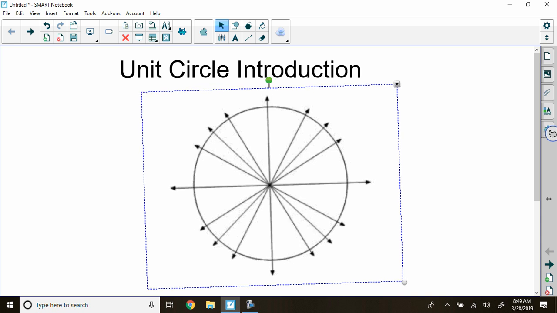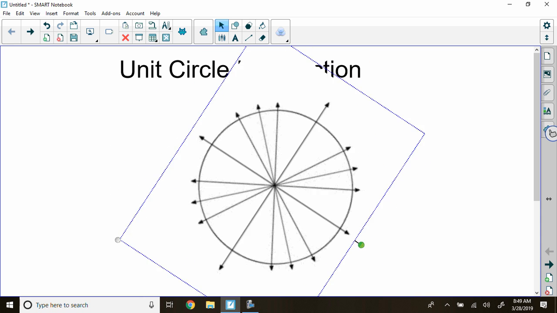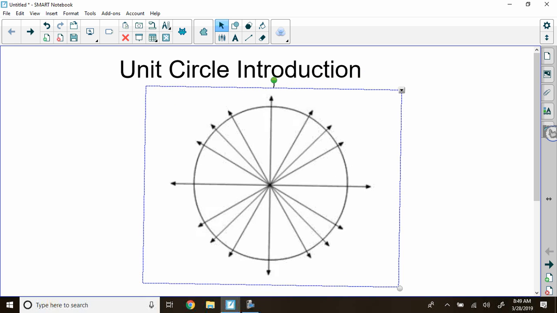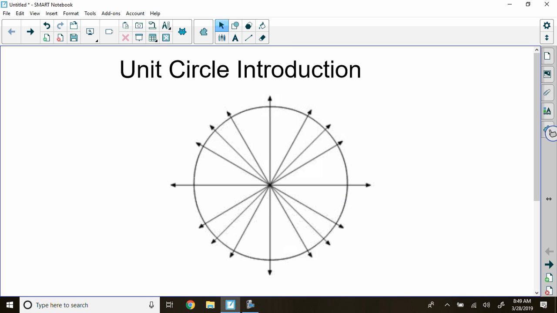is it's a circle. And circles are pretty cool. They have some things about them that you probably already know. Some attributes, and that's what we're going to be talking about in this introductory lesson. So the first thing we'll do is we'll define the unit circle.